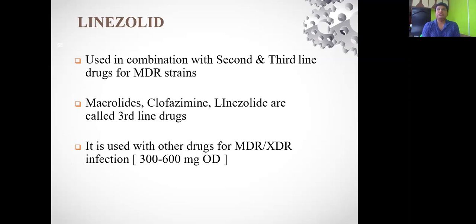So this linezolid is used in combination with second and third line drugs in the treatment of MDR strains, that is multi-drug resistant strains of Mycobacterium tuberculosis. And apart from that, it is used with other drugs for MDR or XDR infections. The dose is around 300 to 600 milligrams once daily orally. It can also be given as an intravenous preparation.